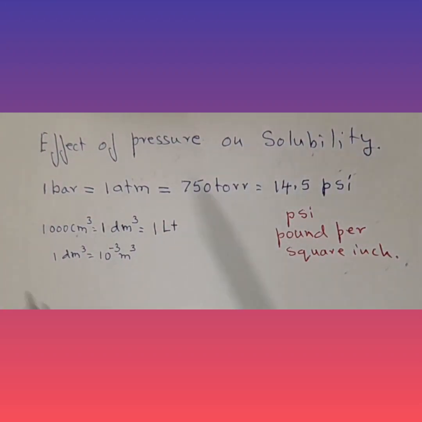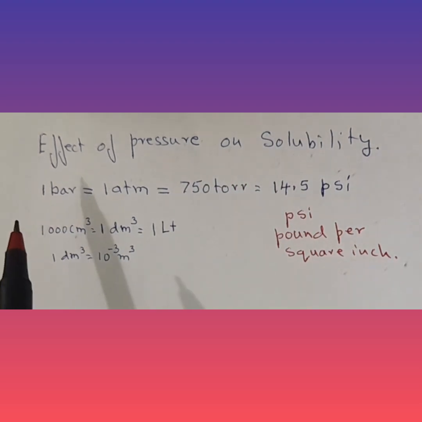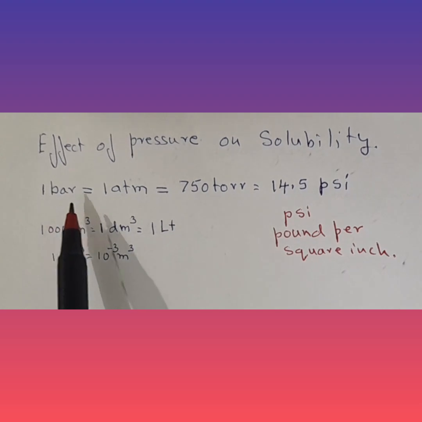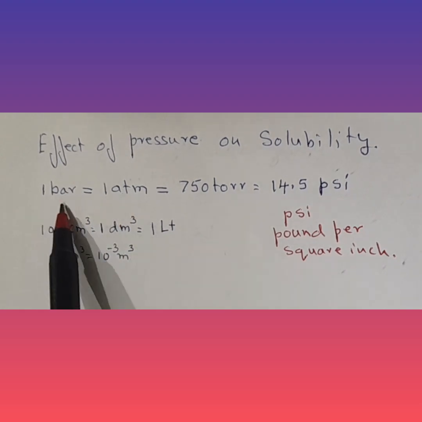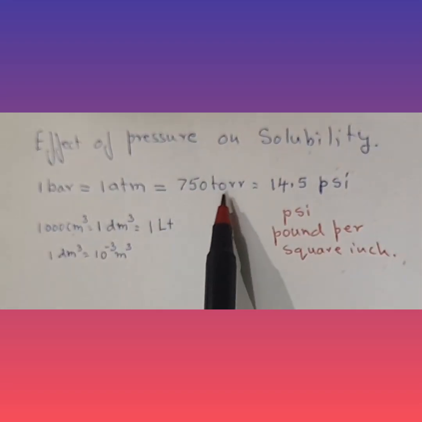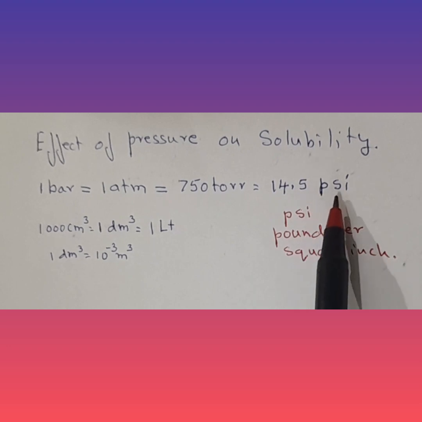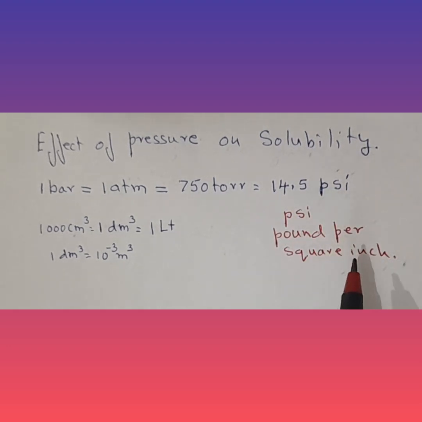Okay, let's try and understand the effect of pressure on solubility. Prior to getting into it, let's understand some conversion factors. 1 bar corresponds to 1 atmosphere. Bar and atmosphere, same value. That corresponds to 750 torr and 14.5 psi. Psi is pounds per square inch.